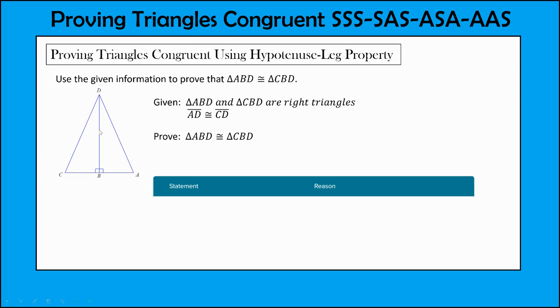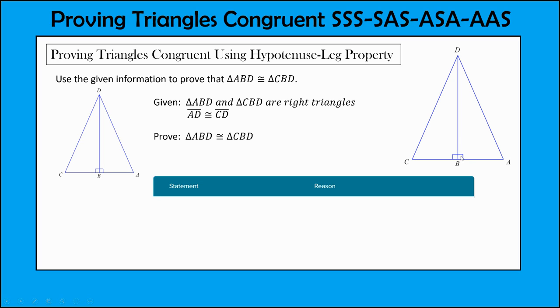So we're trying to prove that ABD, the triangle on the right, and CBD, the triangle on the left, are congruent. We're told that these two are right triangles. So they're giving us this little right angle here, and they're telling us that AD, this side, and CD, this side, are congruent. We're trying to prove the triangles congruent. So I'll redraw it over here.